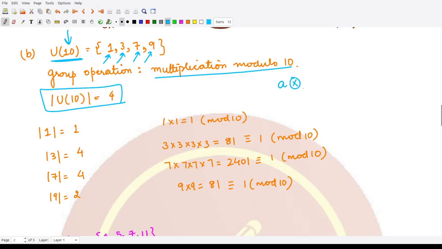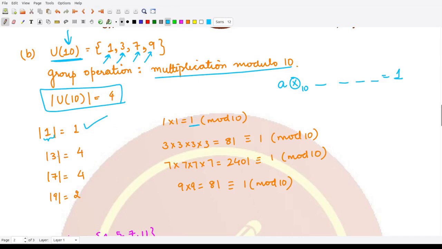When we apply this operation of multiplication modulo 10 to it, how many times do we need to apply it so that we obtain the identity of the group, which is 1? In this case the identity is 1, right? So you see, when 1 is multiplied to itself 1 time, you would have 1, which is the identity, so its order is 1.